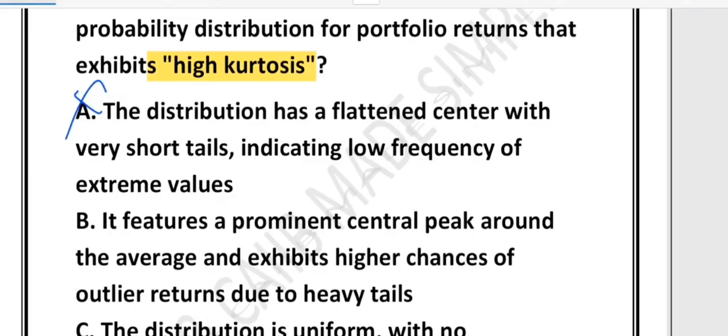Why? Because that is actually low kurtosis. It indicates low kurtosis, right? It means everything is more spread out in the middle and extreme events are very rare, the opposite of what we want right now. What about option B?